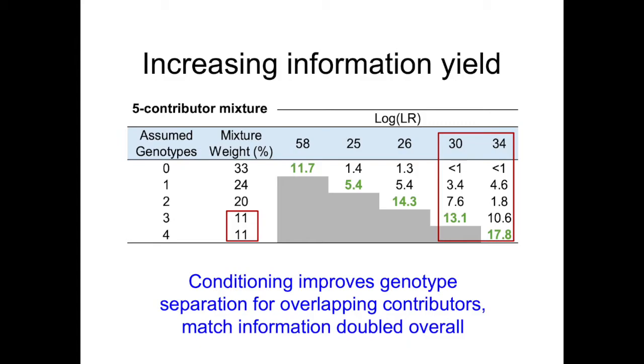Initially, the likelihood ratios for these overlapping contributors were in the thousands. Peeling these contributors away from the major contributors increased their LR values into the billions, and peeling the two 11% contributors away from each other increased the LRs to almost a quintillion. The results of this study conclude that genotype conditioning improved separation for overlapping contributors and overall doubled their match information.